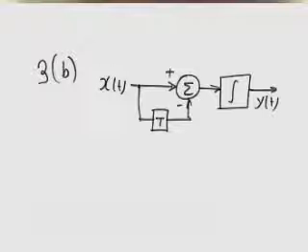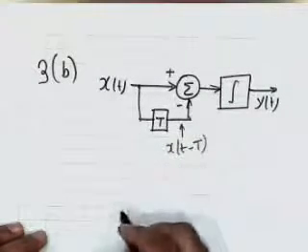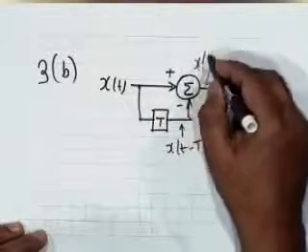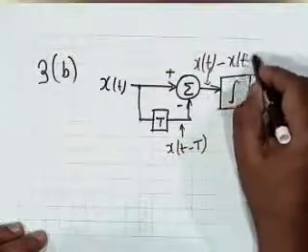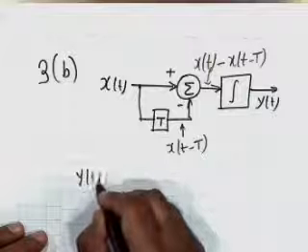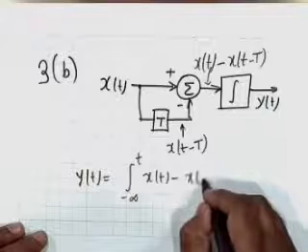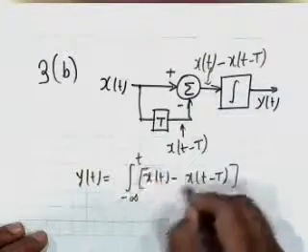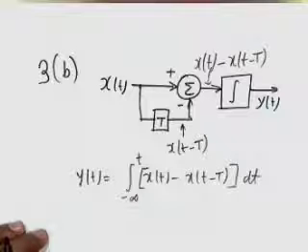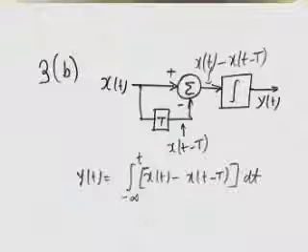Well, let's see its input-output relationship. You see that the signal here is x of t minus capital T. So the signal here is x of t minus x of t minus capital T, and this is an integral sign, and therefore y of t is equal to the integral from minus infinity to t of x of t minus x of t minus T dt. That's it. And you see, differencing is a linear operation. X of t minus x of t minus T is a linear operation.